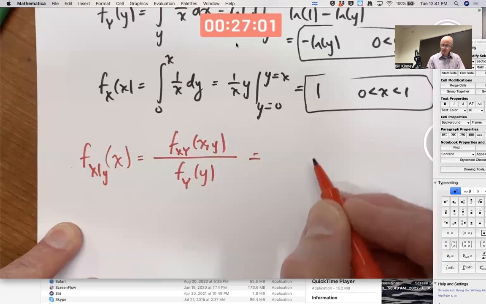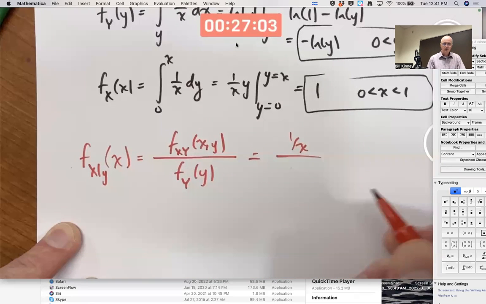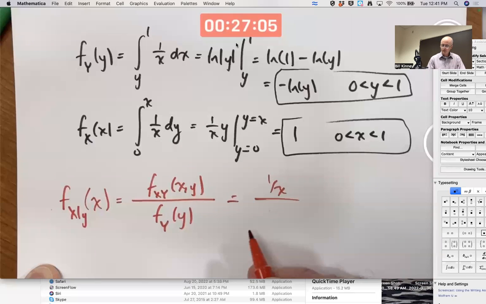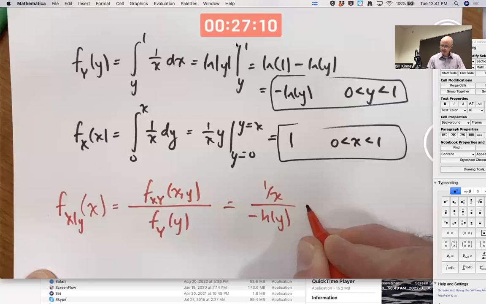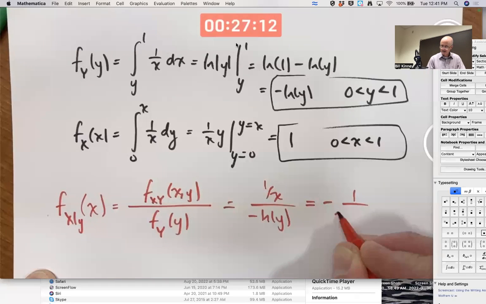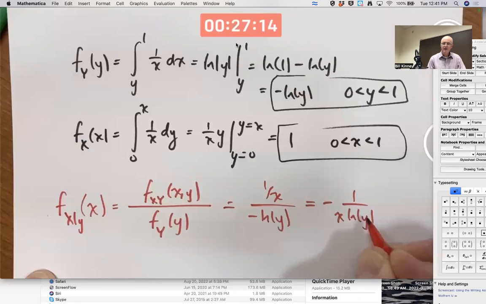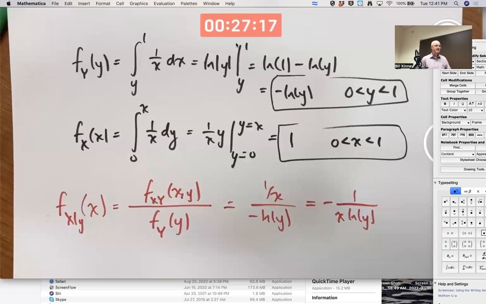The joint PDF was 1 over X. The marginal PDF for Y is this, negative natural log of Y. And this simplifies to negative 1 over X natural log of Y, which you want to think of as a function of X. You want to think of Y as fixed.